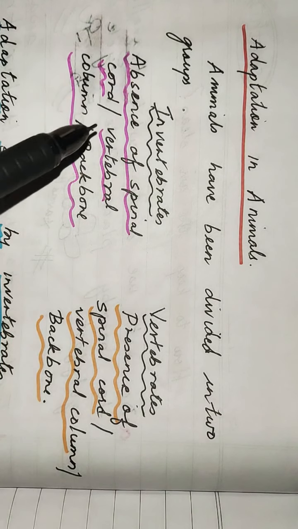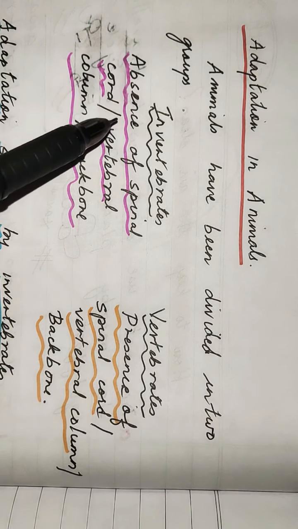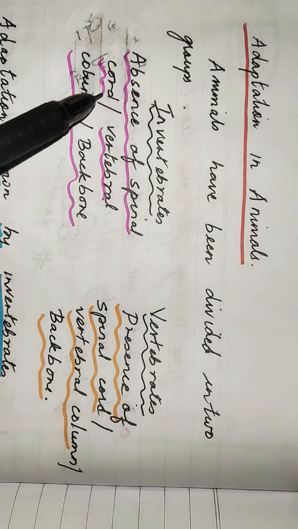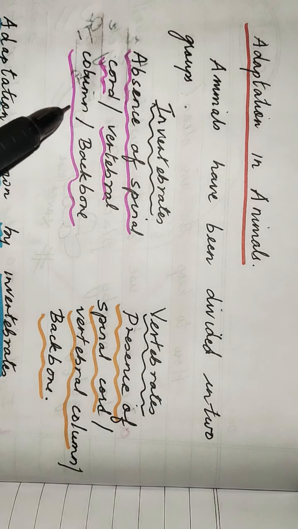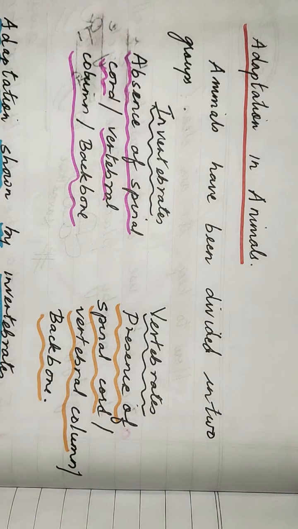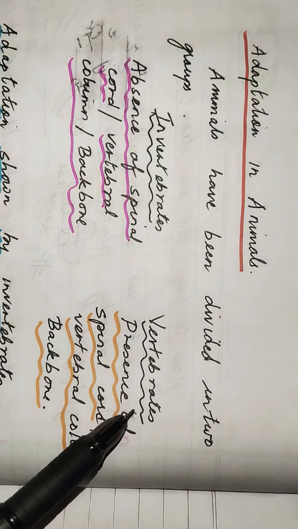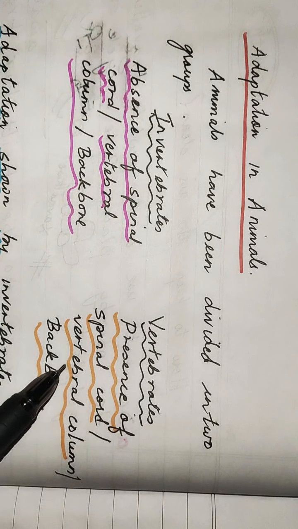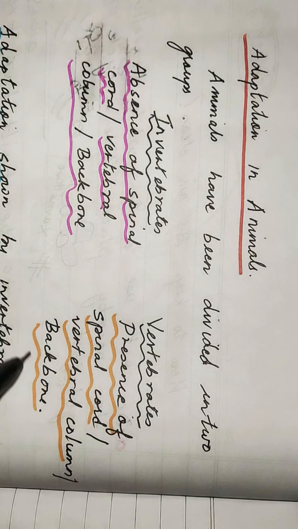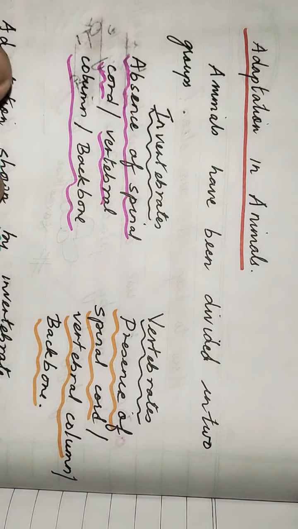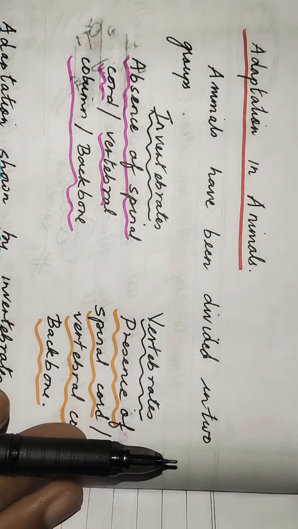Invertebrates are animals with absence of spinal cord, vertebral column, or backbone. They don't have a backbone. And vertebrates means presence of spinal cord, vertebral column, and backbone. This doesn't have presence of backbone. This has presence of backbone.